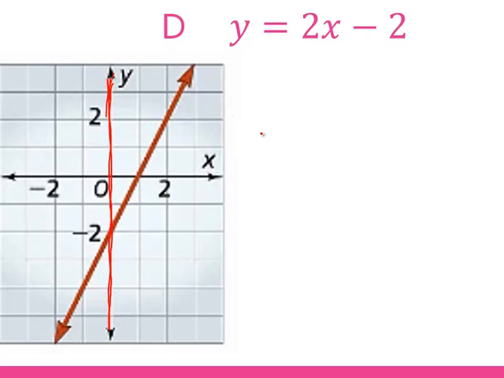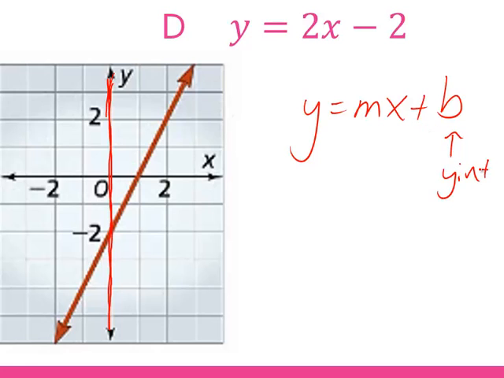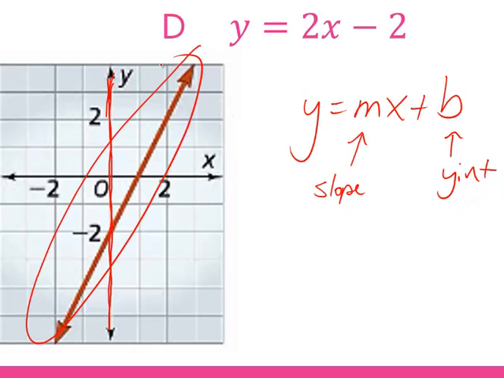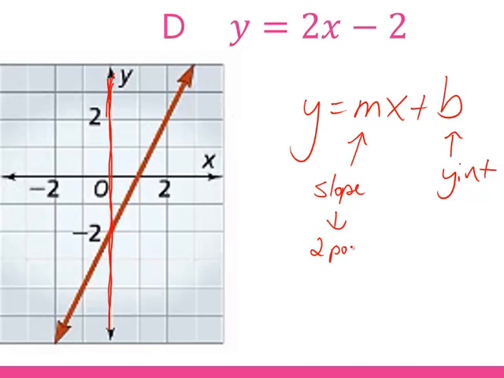Okay, so with a slope-intercept form equation, which is y equals mx plus b, you need to find your y-intercept, and you also need to find your slope. Now your y-intercept is the point where the line crosses the y-axis, okay? So where this line crosses the y-axis, you need to find that point. And the slope is very easy. You need to find 2 points on the line and then do rise over run. Okay, so let's get started.